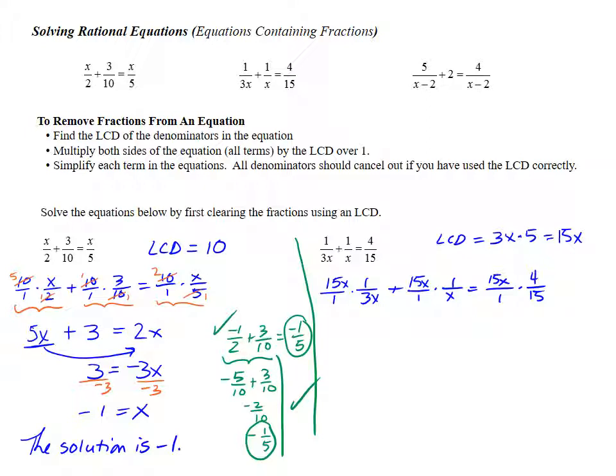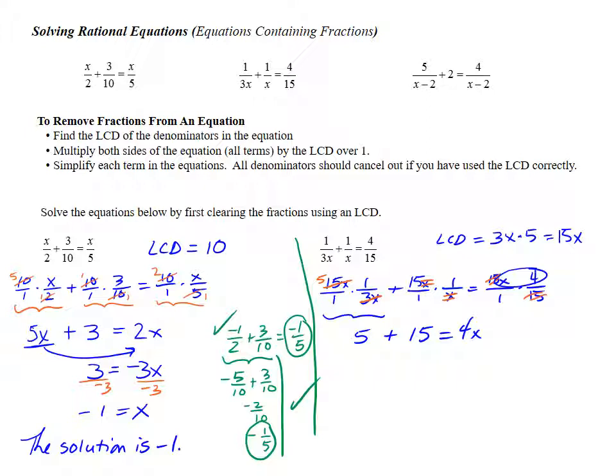Cancel denominators. So 3x will cancel and go into 15x 5 times. X will cancel with just the x, not the 15, and the 15 will cancel but not the x in the last fraction. So when we look at what we're left with, we have 5 times 1, just 5 in that first term. In the second term, I'm going to have 15. And in the third term, I still have an x left. It's 4x.